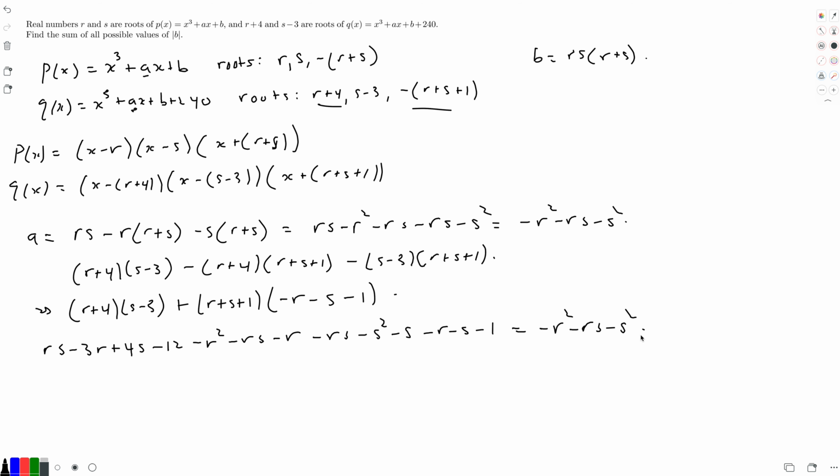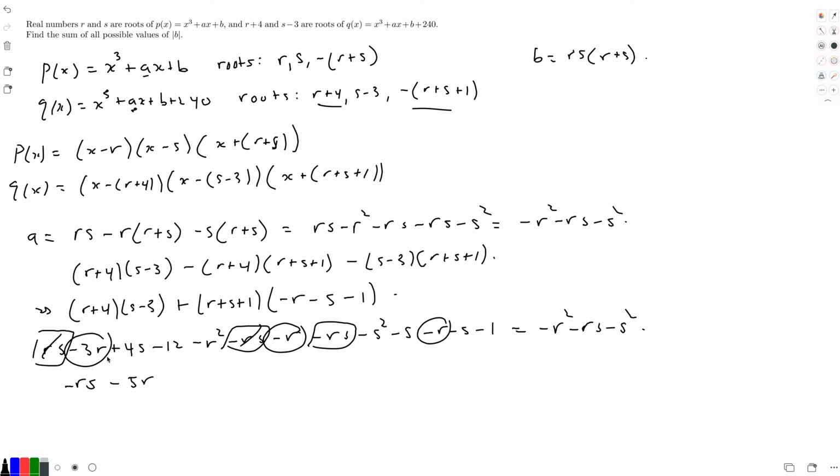Okay, so this looks like a plethora of information. Let's try to digest this. Let's see if we can group any rs terms. rs is over here, rs is over here, rs is over here. Cancel, cancel, negative rs. Let's move on to the r terms. r over here, r over here, r over here. That's good. Negative 6r. Well, hold on. 4s. Oh wait, hold on. What am I doing?